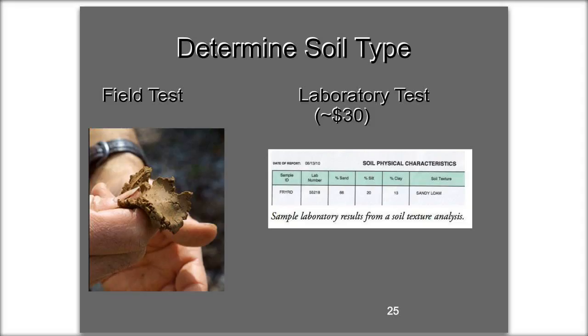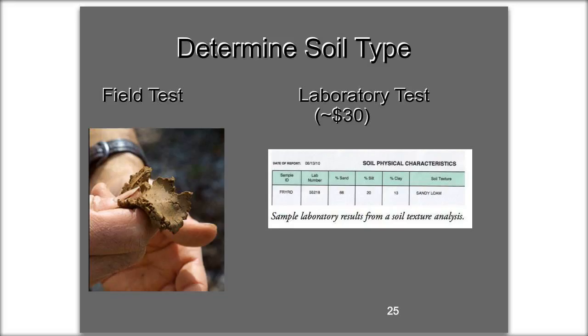So determining soil type, the best way is using a field test. That picture is showing someone doing a soil ribbon test, and this is something that landscapers can do. They're very familiar with it. We teach our installers in our 5-day class how to do this. It's really not hard. It's a basic test, and it can give you the soil type very accurately.